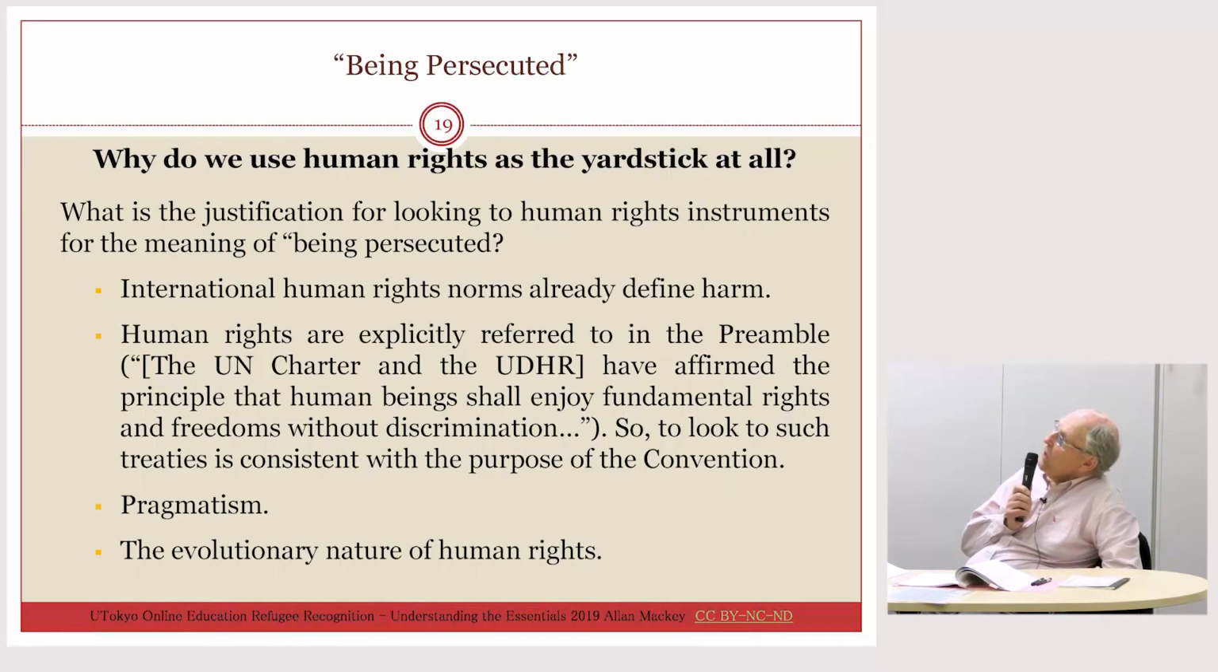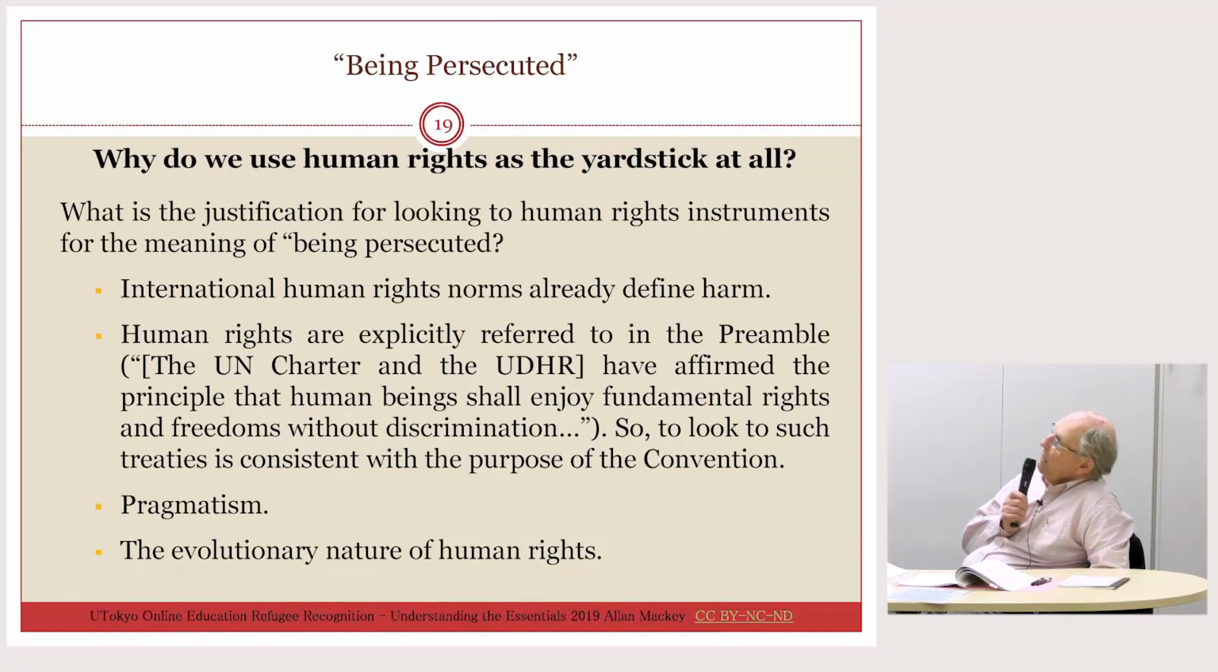What is the justification for looking to human rights instruments, which we talked about, for the meaning of being persecuted? International human rights norms already define what harm is. So why make it up country by country? Because as soon as you start making it up in your own country, you're taking away the whole consistency and cooperative nature of refugee status, and that's what causes one country to recognise and another not to. So it's particularly unhelpful and wrong.